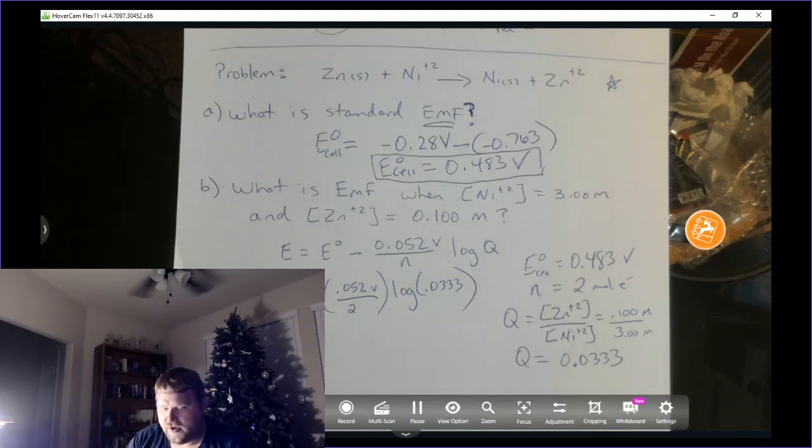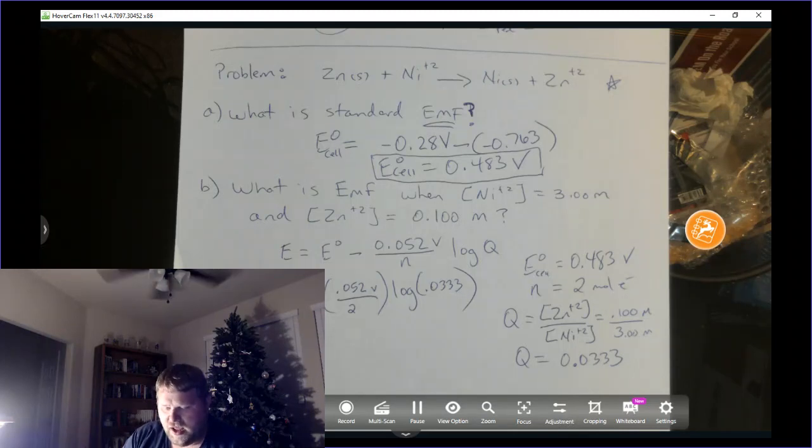Alright, let's see what we get here. I've always found it easier to work from the right side to the left. If you're good at that sort of thing, I'll just talk you through it here. Log of 0.0333, enter, times 0.052. Actually, I should have done negative 0.052, so when I divide here, we divide by -2.